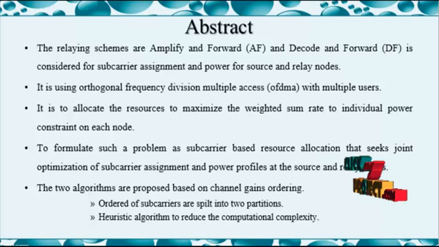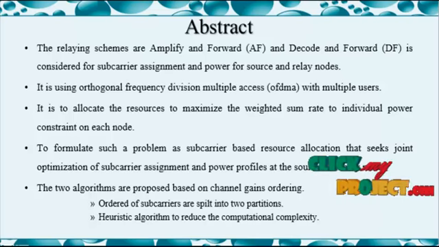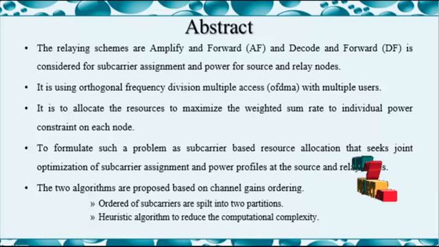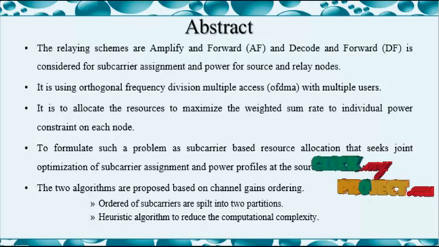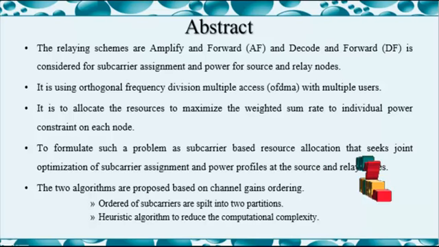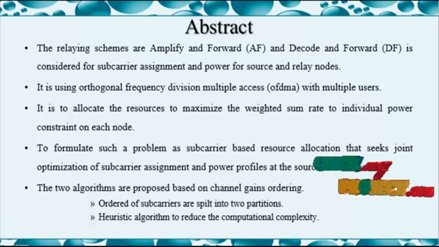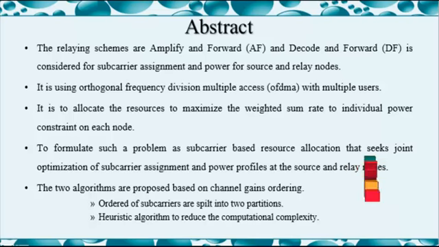So, using the high signal to noise ratio, that is SNR, approximations, two algorithms are proposed based on the channel gains. In the first algorithm, the ordered subcarriers are split into two partitions. The first partition of the ordered subcarriers is assigned to one of the users, whereas the second partition is assigned to the remaining users.